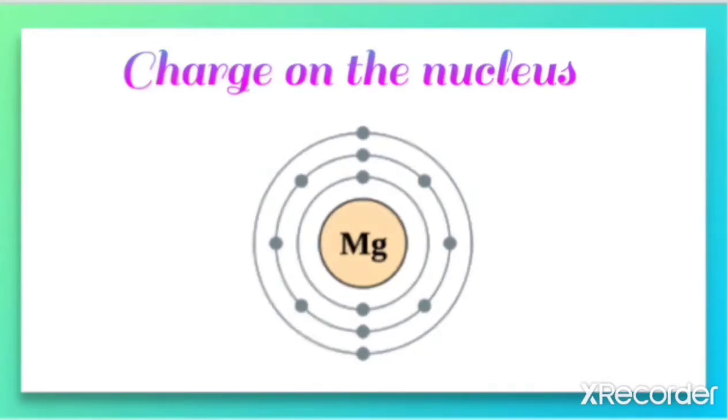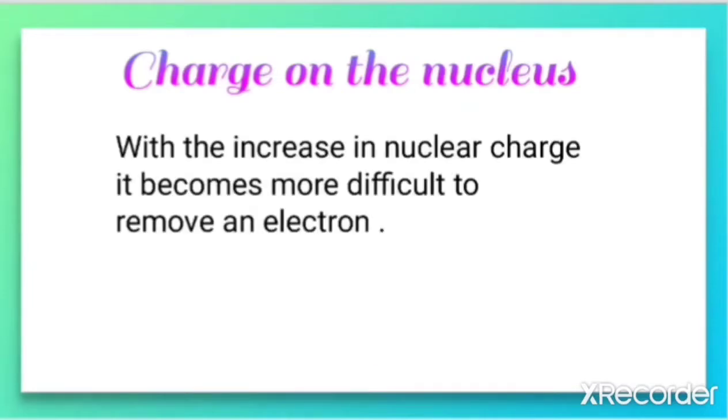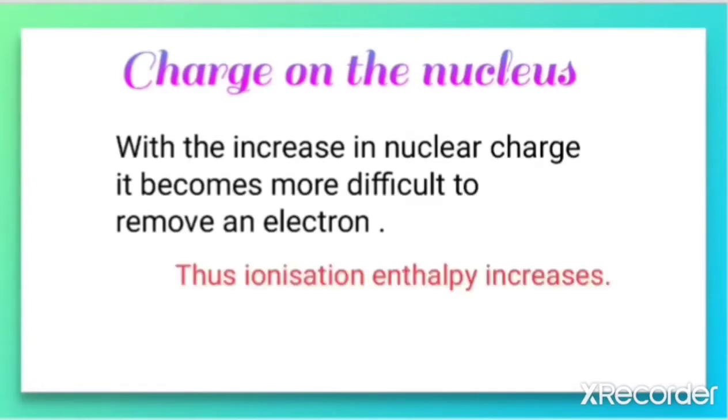Charge on the nucleus. As we know, the nucleus has a positive charge. So when there are 11 electrons in an atom, there are 11 positive charges in the nucleus. Since the electrons are attracted towards the nucleus, with greater nuclear charge it is not easy to remove the electron. So with the increase in the nuclear charge, it becomes more difficult to remove an electron. Thus, ionization enthalpy increases. That means greater the nuclear charge, greater will be the ionization enthalpy.